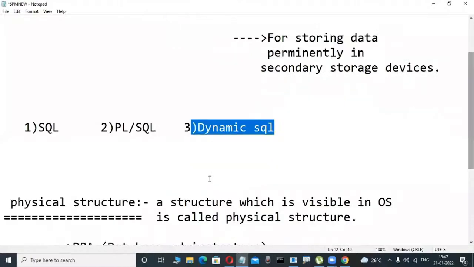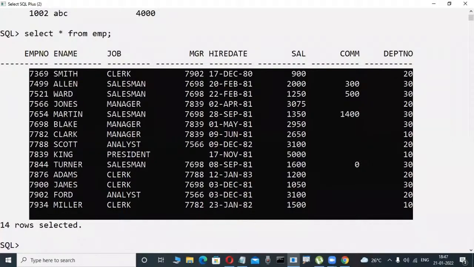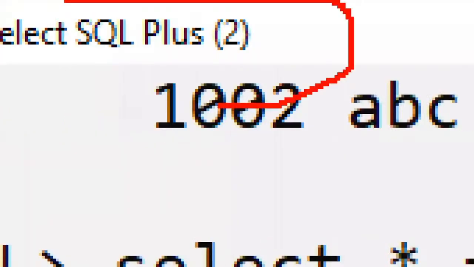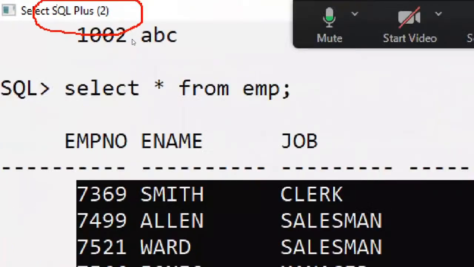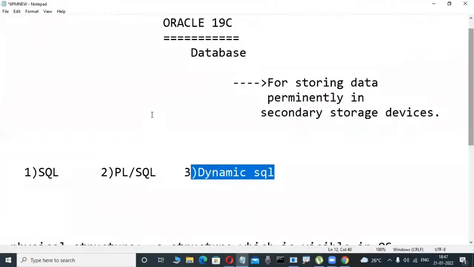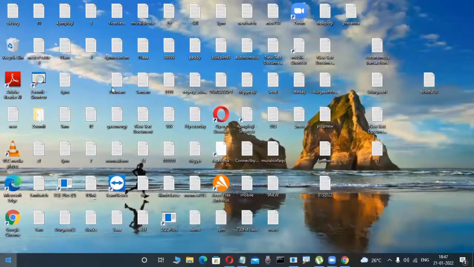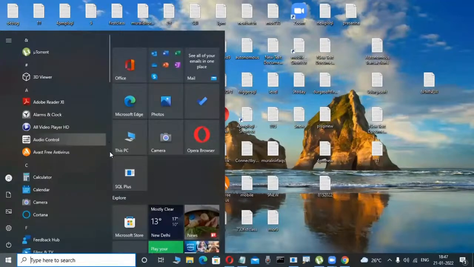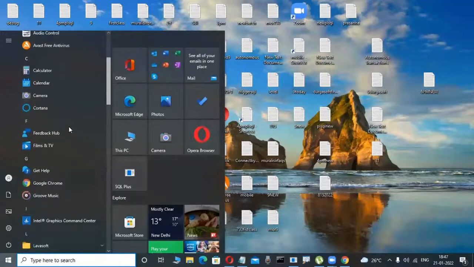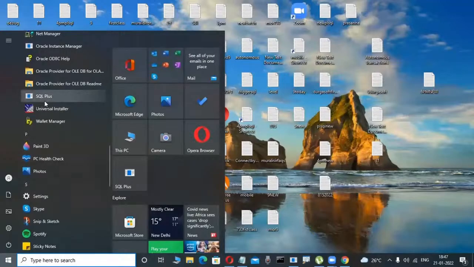But another thing is there in my system: SQL Plus. What is this? This is a tool, called a client tool. If you want to connect to the Oracle database, we use client tools. SQL Plus is the default tool. Whenever I install the Oracle software, the tool is automatically available.